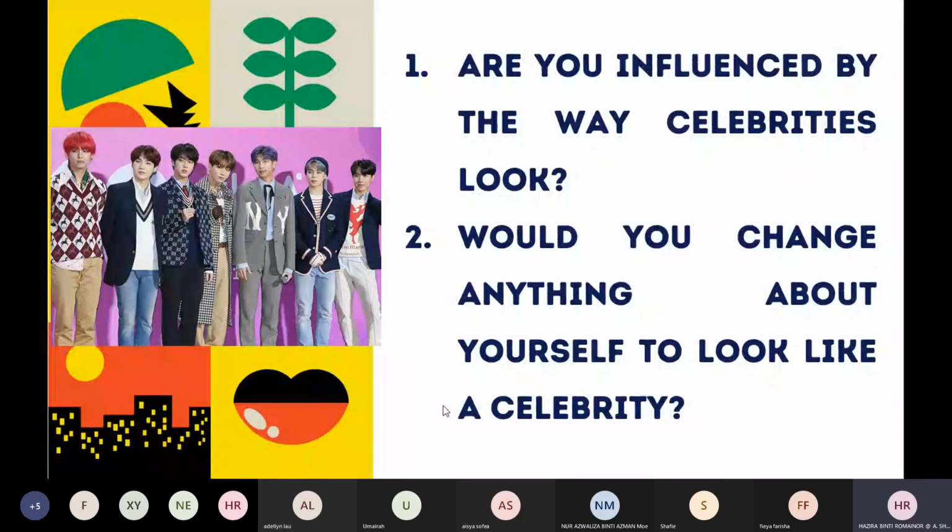Alright, the question there: are you influenced by the way celebrities look? Adakah awak mudah terpengaruh dengan the way celebrities look, dengan rupa paras celebrity or artist? I give you 1 minute to share with me your opinion.